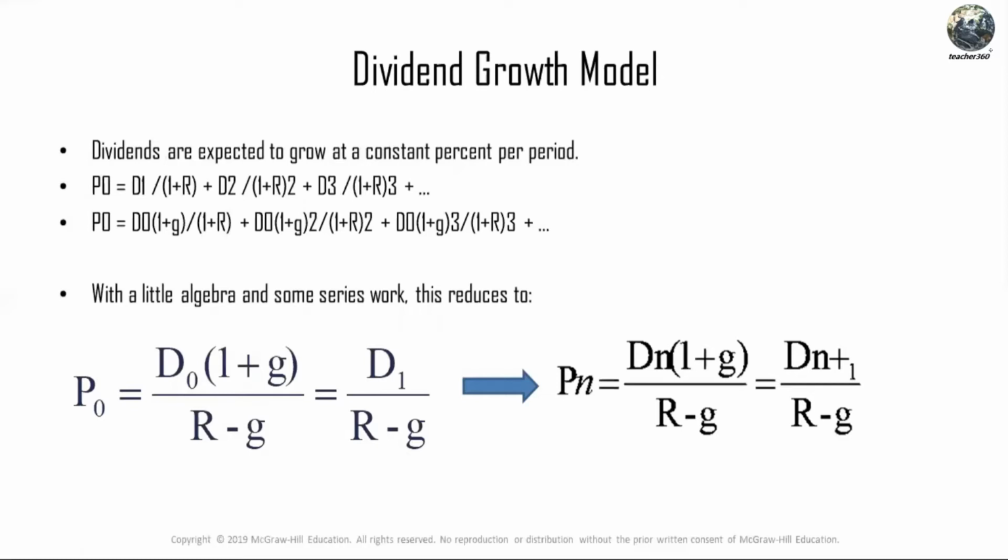Dividend growth model. Here we can see the formulas for dividend growth calculation based on the dividend growth model. Here, D0 is the current year dividend, G is the growth rate, R is the required return, and D1 is the first year dividend.